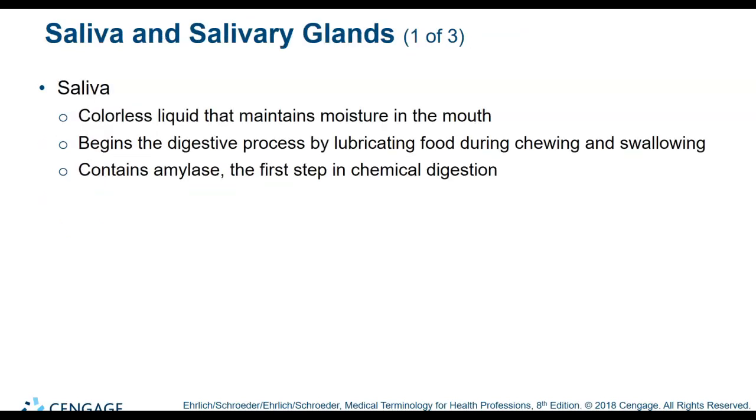Saliva, again, is that moisture in our mouth. It actually is the first part of the digestive process, because it lubricates our food so we can chew and swallow it with less issue. It also contains amylase, which is the first step in the chemical digestion as well. We have a physical breakdown of food, but we also have a chemical digestion of food.